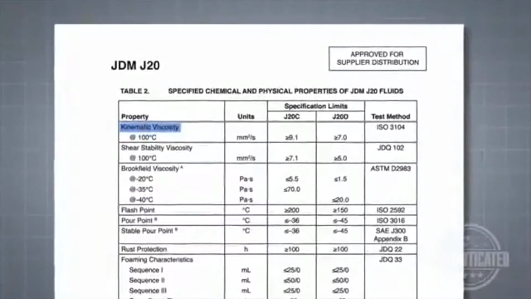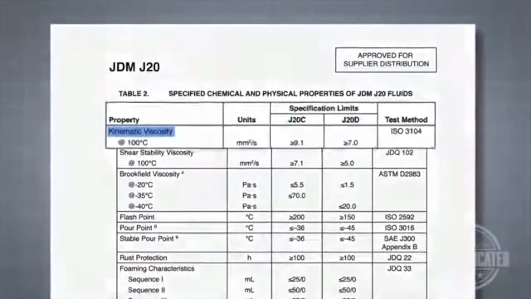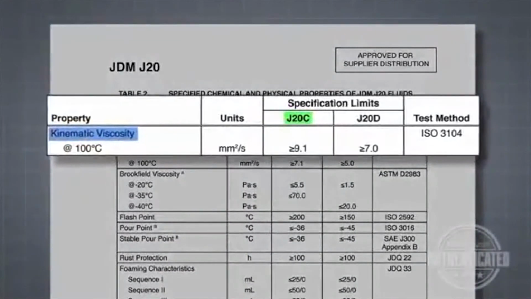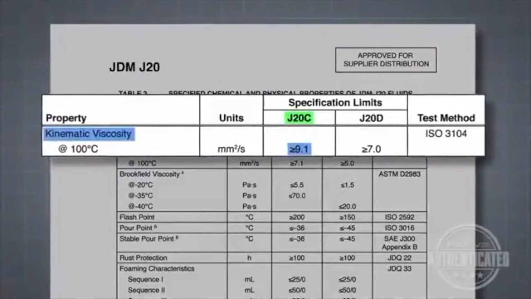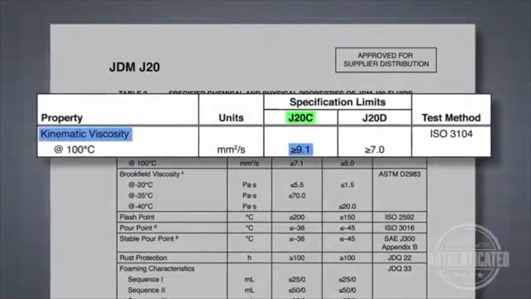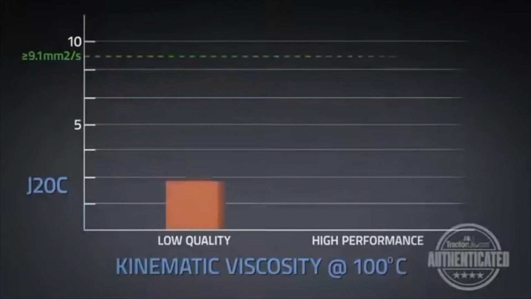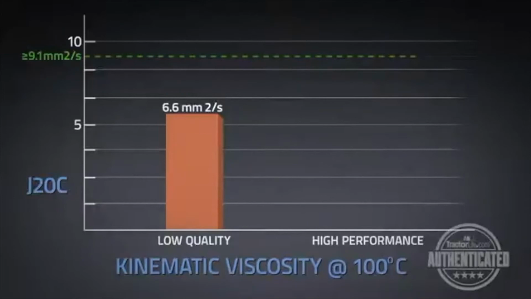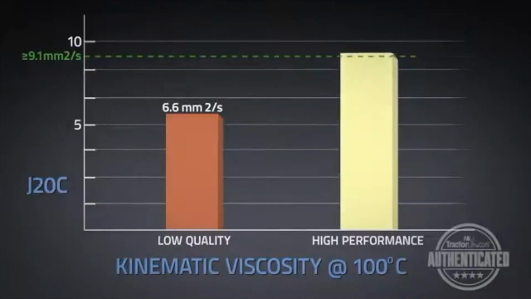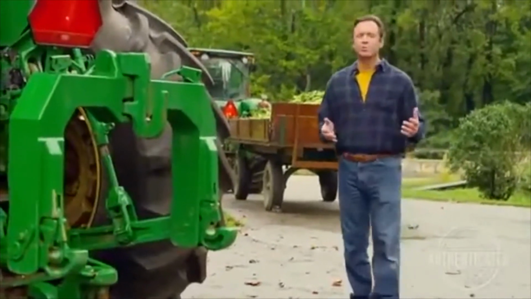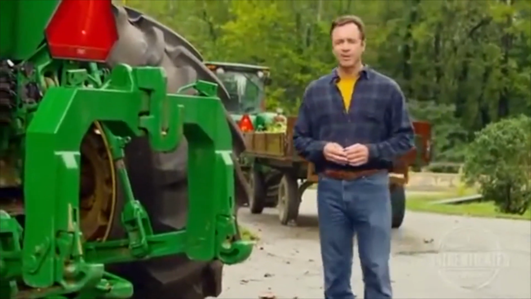Kinematic viscosity measures the thickness of the fluid. The J20C specification requires a minimum of 9.1 units to adequately protect equipment. In the test, the low-quality fluid fell short by nearly 30% at 6.6 units and would not protect equipment as recommended by John Deere. However, the high-performance fluid exceeded this criterion at 9.5 units. Quite a difference.